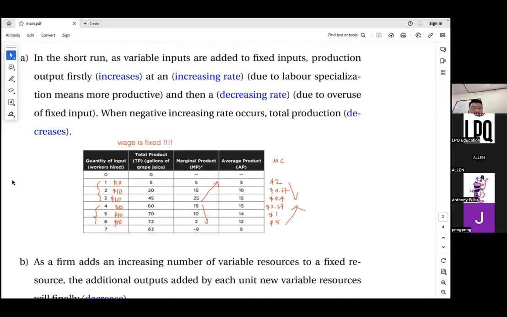Okay, so the reason is the wage rate, which is fixed.